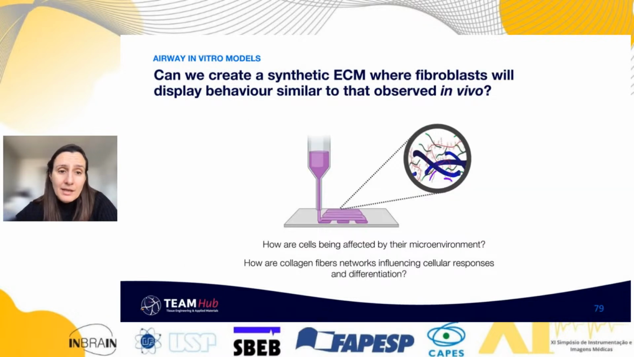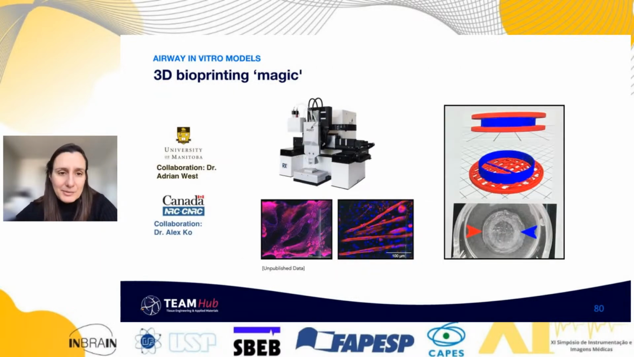So here is a beautiful microscopy image of 2 fibroblasts, and the blue stuff is the collagen that has been produced by them. And one of the questions in terms of bioprinting is, can we actually create a synthetic ECM where the fibroblasts will display a behavior that's similar to what we see in vivo? And from there, we can start making adaptations and try to mimic, for example, an environment that's similar to what we have in asthma, what we have in cancer, and so on. So of course, we are using 3D bioprinting to create these models.